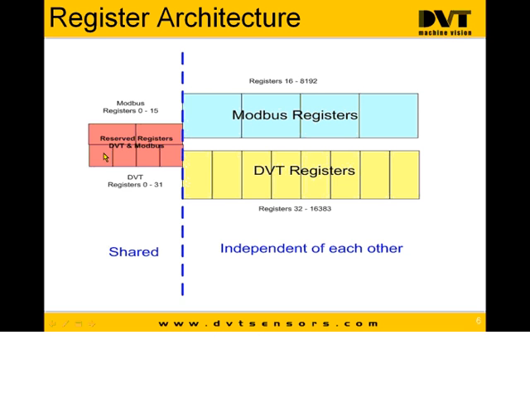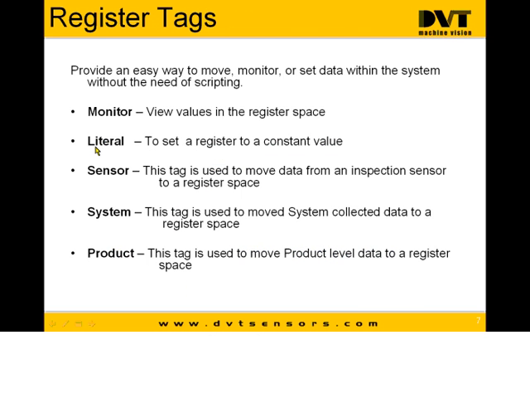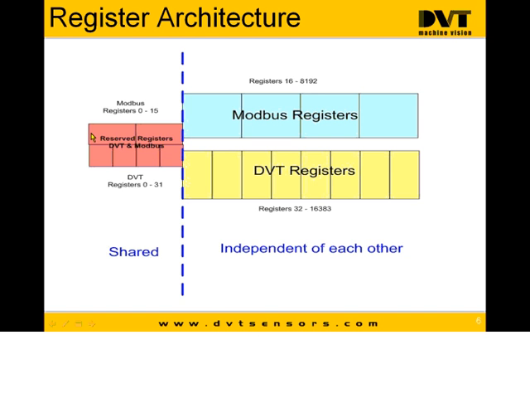And the reason for that is that the DVT registers are 8-bit registers. I apologize, and the Modbus registers are 16-bit registers. So one Modbus register encompasses 2 DVT registers. So this is the same space. You just have 2 different ways of accessing it. And then this dotted line kind of breaks off what you cannot write to, this reserved memory over here, and what's available to you, which are registers 32 through 16,383. You've got plenty of room to store data, and it's the same thing here.